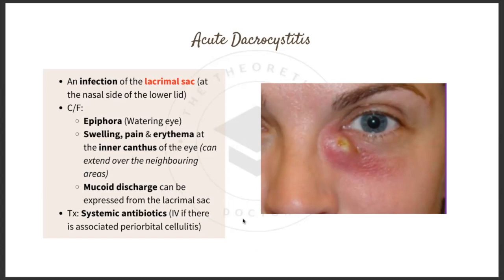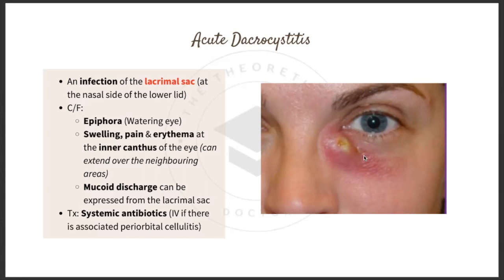Clinical features would be epiphora, watering eye, swelling, pain, and erythema. As you can see here, there's swelling. Obviously, the patient would feel pain, and there's also redness at the inner canthus of the eye. Inner canthus is this part here because the tear duct is from here to here. So it's at the inner canthus of the eye, but it can extend to the neighboring areas.